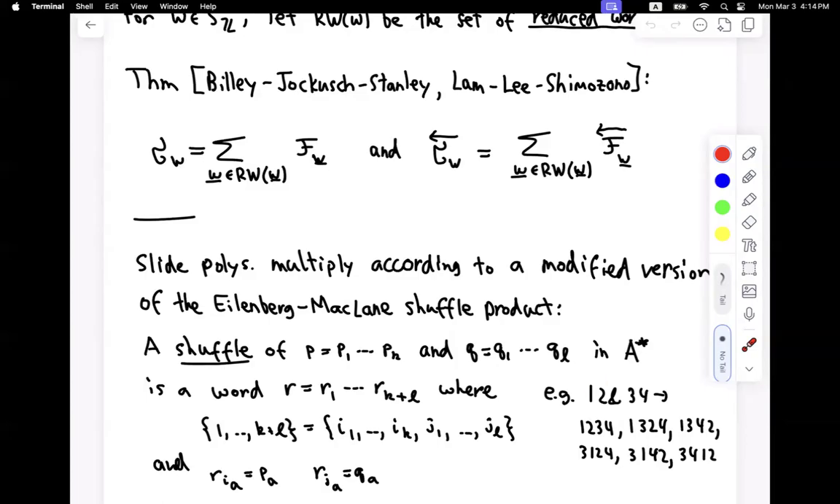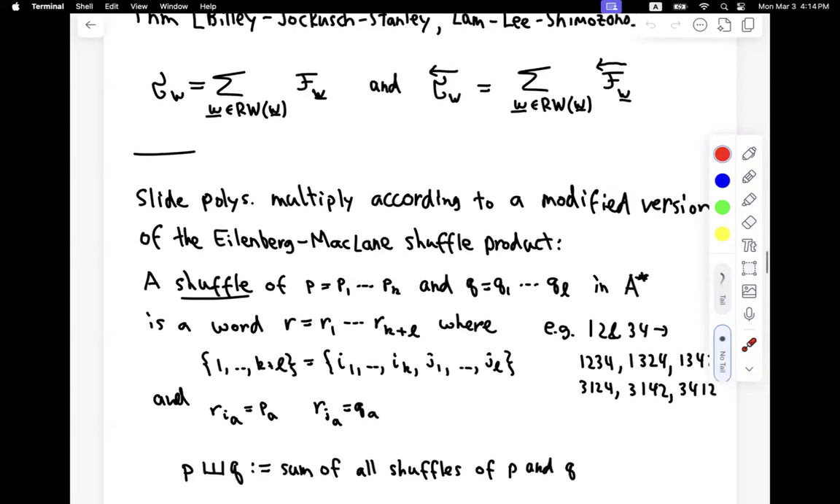If I have P as the word 1, 2, Q is the word 3, 4, I have to keep the 1 and 2 in order, and I have to keep the 3 and 4 in order, but I can put them in any order relative to each other. I can put the 1 and 2 first, I can put the 3 and 4 first, or I can interleave them. And let's let the shuffle product of P and Q be the sum of all shuffles of P and Q. So now we're working over the vector space with basis A star.